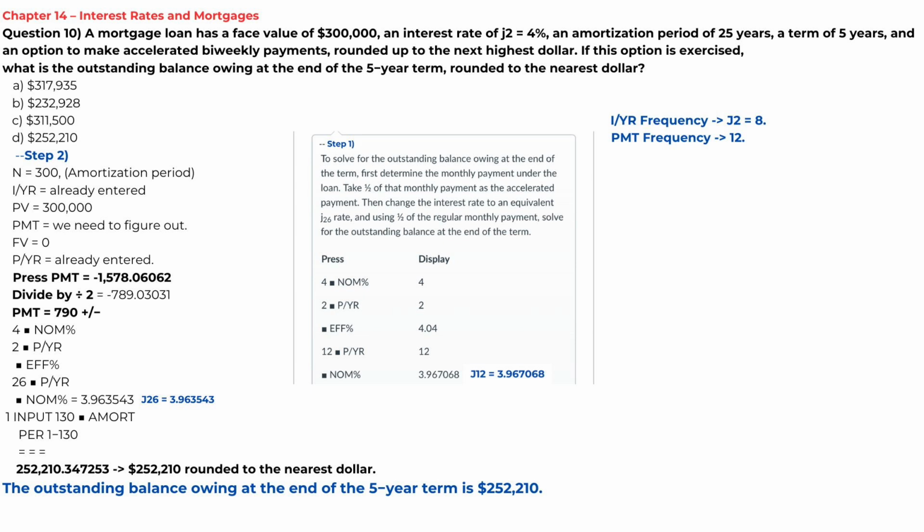Press 1 input 130 shift amort. Calculator displays amort per 1 to 130. Press equal sign 3 times to find the outstanding balance owing at the end of the 5-year term. Calculator displays 252,210.347253. So the correct answer is D, $252,210, rounded to the nearest dollar.